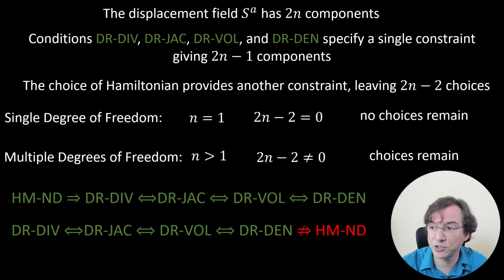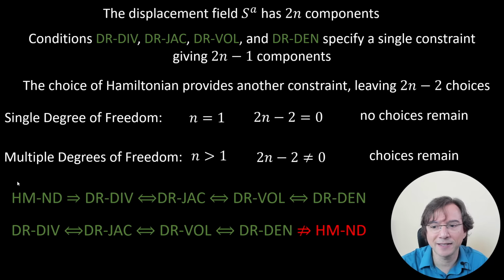There are still these choices that need to be made. So what we see is that if we have a single degree of freedom, then 2n minus 2 is equal to 0. So these conditions are enough to recover Hamilton's equation for 1 degree of freedom, but if we have more than 1 degree of freedom, this 2n minus 2 is not 0, and so there are choices that are still free, and so we haven't fully constrained the displacement field, and therefore we haven't fully characterized the evolution.